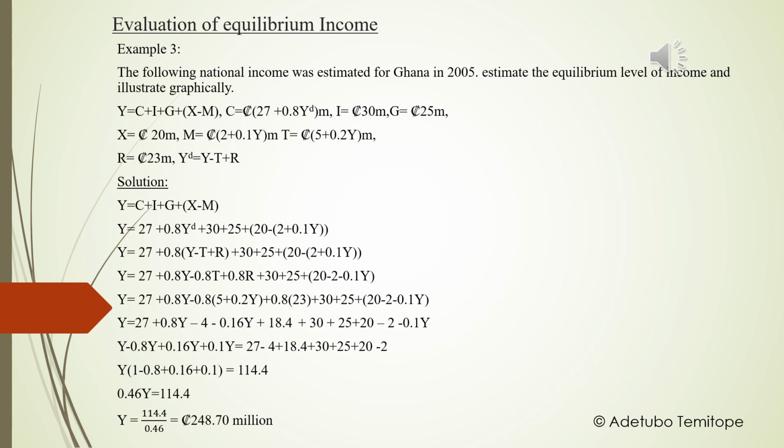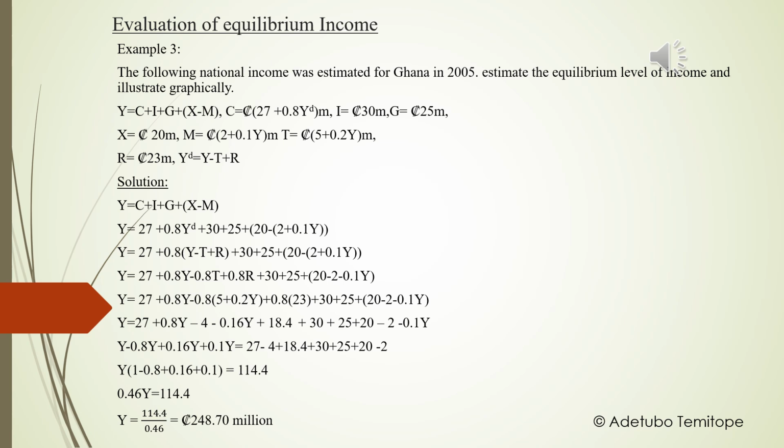Lastly, example 3. The following national income was estimated for Ghana in 2005. Estimate the equilibrium level of income and illustrate graphically. Our Y equals C plus I plus G plus X minus M. Our C is 27 plus 0.8YD. I equals 30 million, G equals 25 million, X equals 20 million. Our M is 2 plus 0.1Y. T equals 5 plus 0.2Y. Our R equals 23 million. Our YD equals Y minus T plus R.